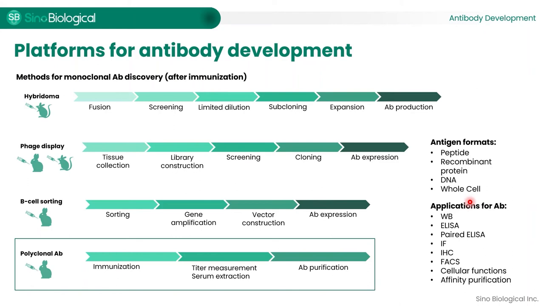We are also experienced in generating anti-idiotype antibody as well as some post-translational modification specific antibodies, especially the phosphorylation specific antibodies as well. Of course we can do polyclonal antibody generation as well. This is relatively straightforward: immunizing the animal, and once the titer reaches the desired value, we will sacrifice the animal and purify the polyclonal antibodies.